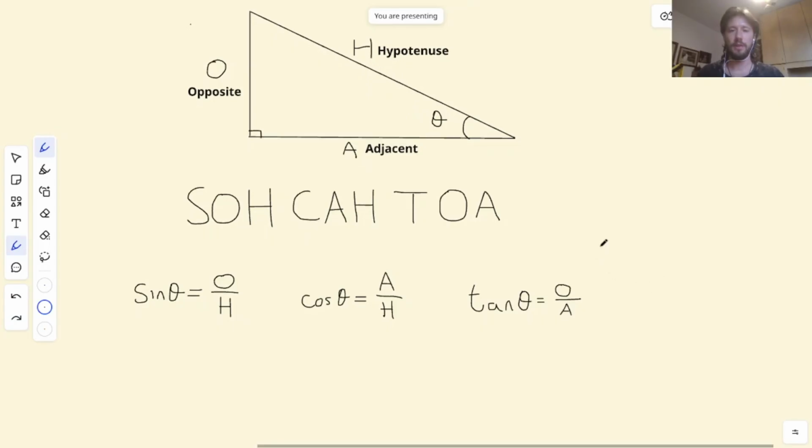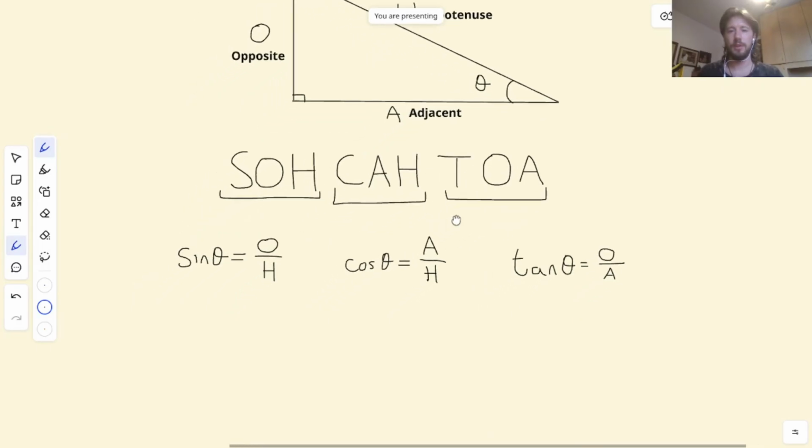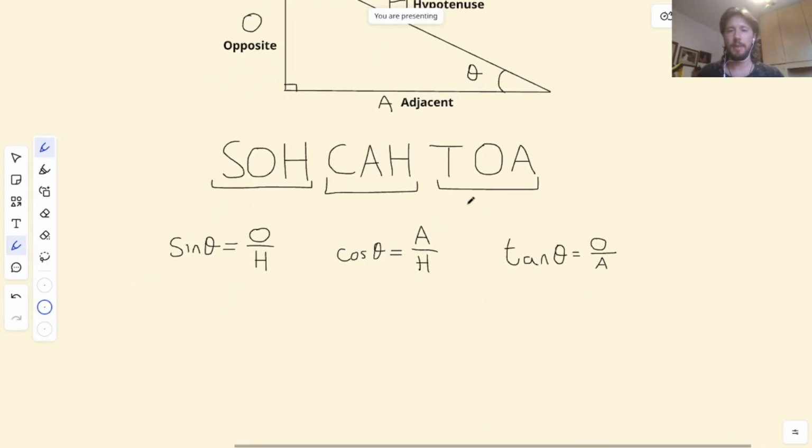The next thing that we will have to know is SOHCAHTOA and the equations relating to the sine, cosine, and tangent of our right-angled triangle. There is a logic to SOHCAHTOA. First, it's split into three parts. SOH CAH TOA, like so. It's a phrase that we can use to remember the equations for sine, cosine, and tan.